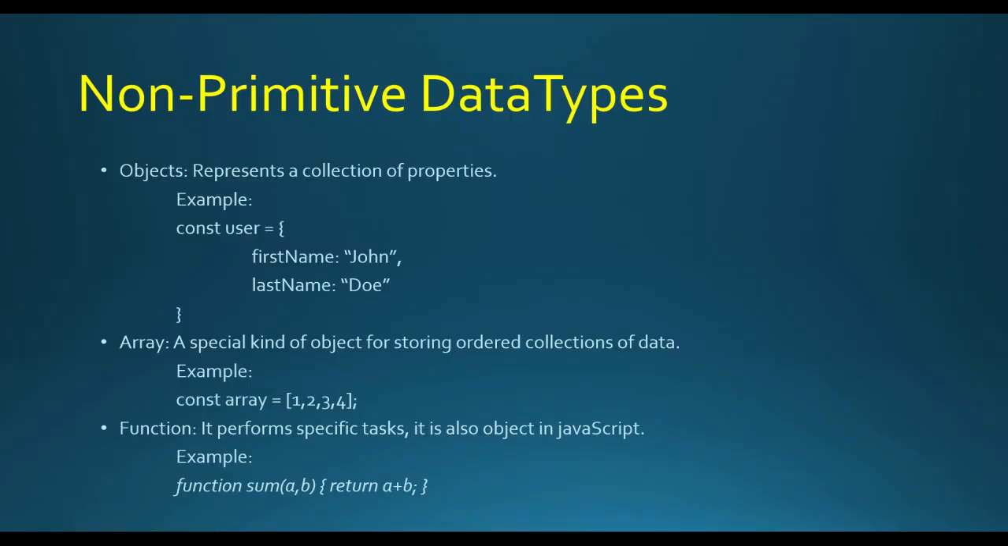Let's look at the non-primitive data types. These are more complex and can store collections of data and functions. Object. An object represents a collection of properties in key value pairs. Array. An array is a special type of object used to store ordered collections of data. Function. A function is also considered an object in JavaScript. It is used to perform specific tasks.